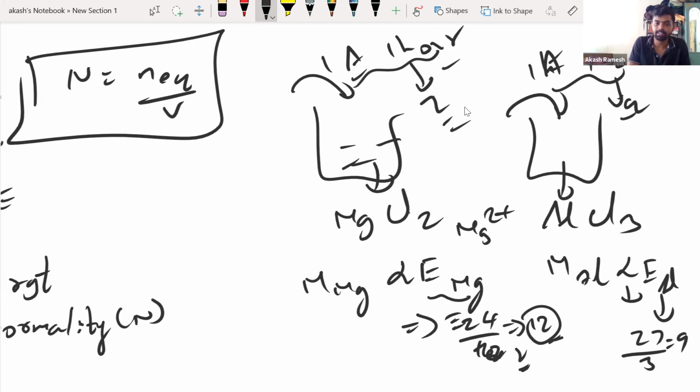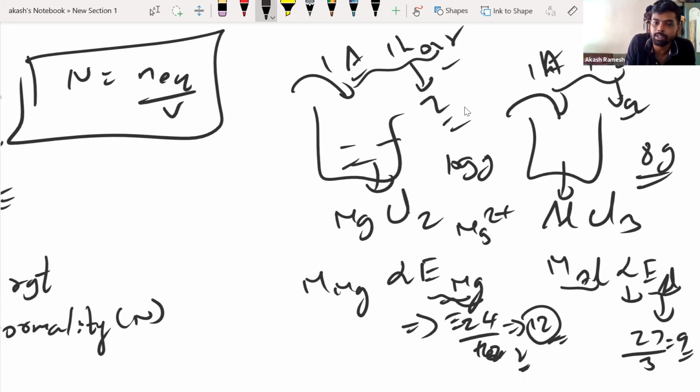So which has more? Obviously, 12 is greater than 9. So there will be more amount. Say, I'm just giving you a random number, 10 grams of Mg deposited, and here only 8 grams of aluminium deposited. Very simple. That is exactly what it says. The more the equivalent mass, the more the mass of that particular element deposited, given that you use the same quantity of electricity.